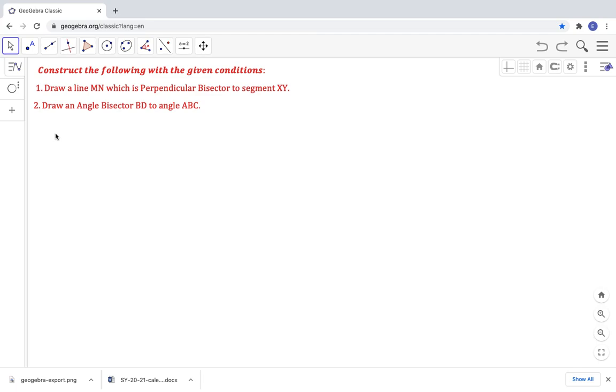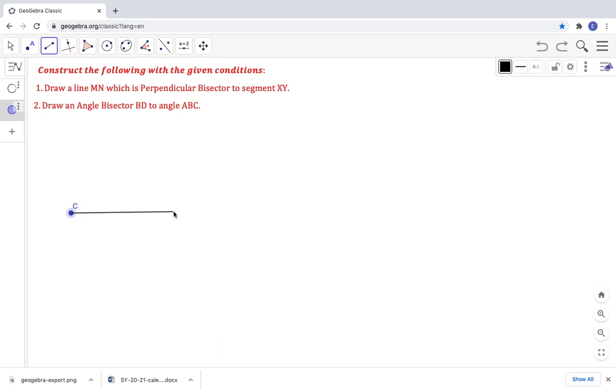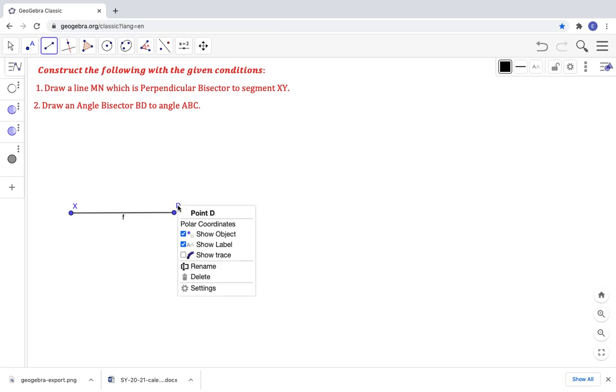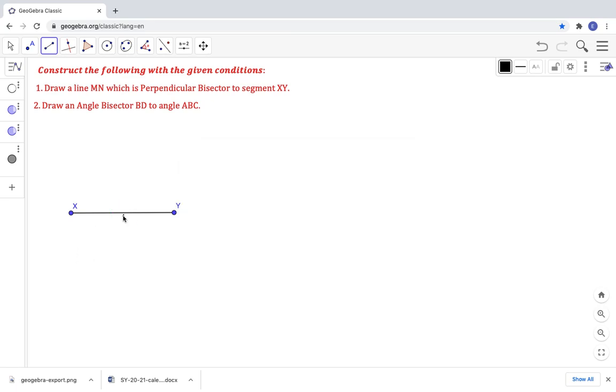Using GeoGebra application, we will construct the following with the given conditions. Number one, draw a line MN which is perpendicular bisector to segment XY. So let us form a segment XY. Click this button, click the segment, click this portion here going here. And let us rename this as X and this point as point Y. And we can uncheck the show so that it will be hidden.